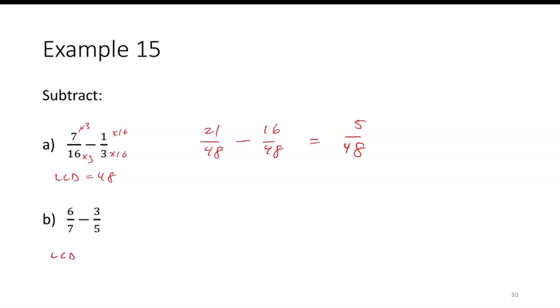For b, the least common denominator is going to be 7 times 5, or 35. So I multiply the first fraction, top and bottom, by 5. I'll get 30 over 35. Second fraction, multiply the top and bottom by 7. So 21 over 35. And then subtract the numerators. 30 minus 21 is 9 over 35.